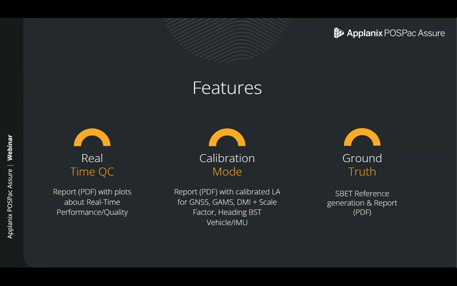Ground truth means you basically get an SPED reference file back. The SPED reference file is the post-processed GNSS INS solution, and SPED stands for smooth best estimate of trajectory. So indeed, you do a post-processing step to get the best quality of your GNSS INS trajectory.